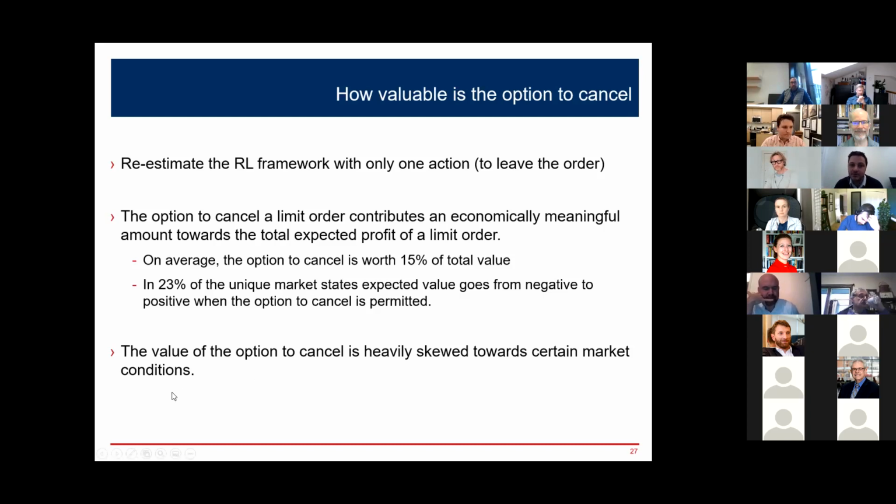Teasing that out, the difference shows that on average, the option to cancel is about 15% of the expected profitability. And in a quarter of those states, if you can't cancel the order, it's got a negative expected profitability. Introduce the option to cancel, and it becomes positive expected profitability. So you can see it becomes pretty important. And it's obviously heavily skewed towards certain market conditions, which is where you're likely to lose money.